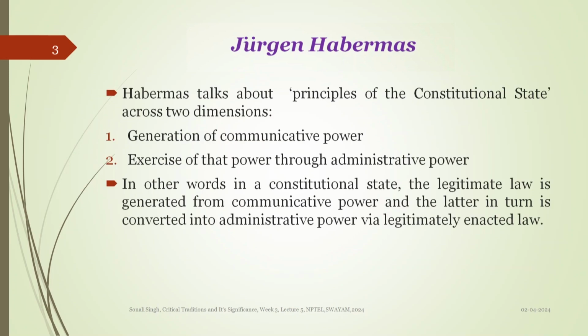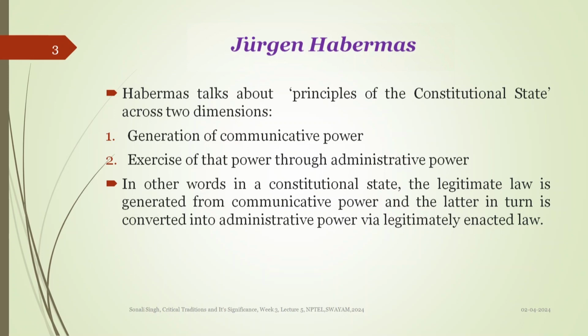So, let us first begin with the notion of constitutional state as understood or determined by Jürgen Habermas. Now, Habermas talks about the principles of constitutional state across two dimensions, and we know that a constitutional state means a state which runs according to a constitution, the written rules. These two dimensions are: first, the generation of communicative power, and second, the exercise of that power through the administrative power. So, he talks about two types of power: the first is the communicative power and the second is the administrative power.